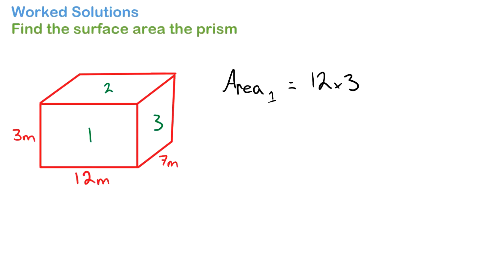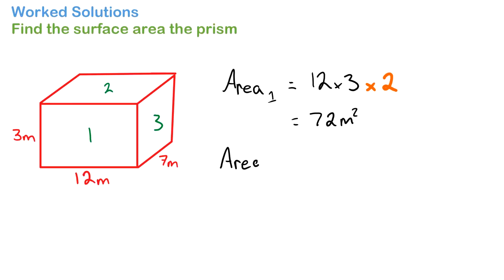Now, I also need to think, are there any other faces that are the exact same as this one? On the back side of this rectangular prism, 1 is repeated again. It's the exact same shape. So we're going to times it by 2 because there's the front and the back. Now, if you put that in a calculator, you'll get 72 meters squared.